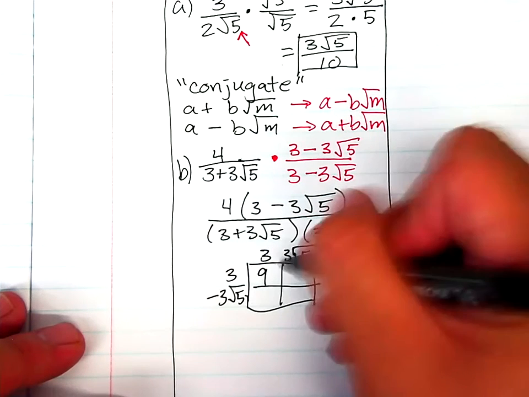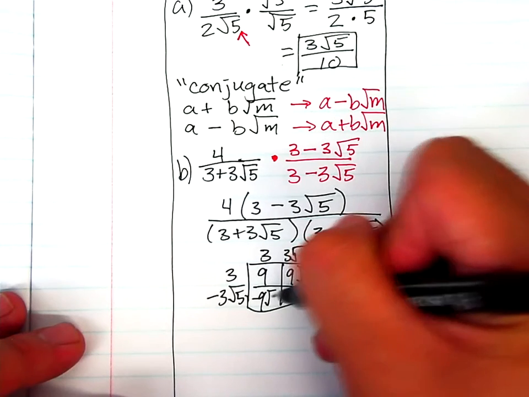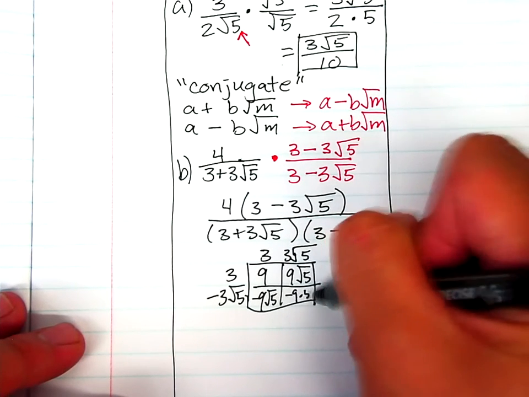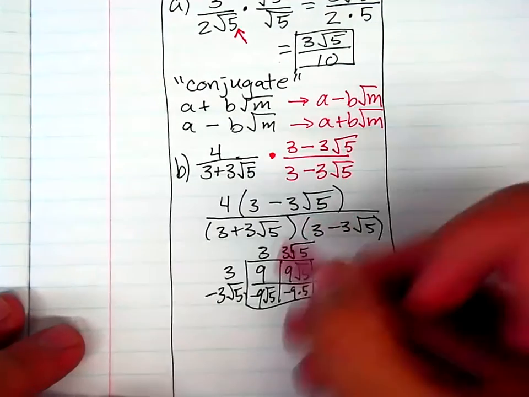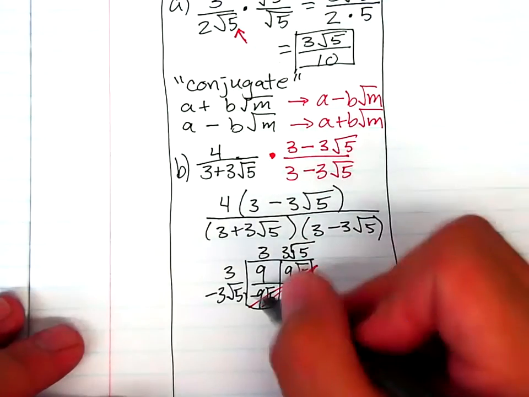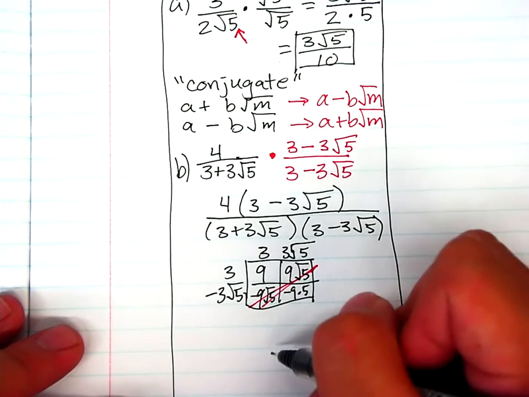First box I get 9. Here I get 9 radical 5. Here I get negative 9 radical 5. And here I get negative 9 times 5, squeezing it right in. These 2 cancel out completely, leaving us in the bottom with 9 plus negative 9 times 5.